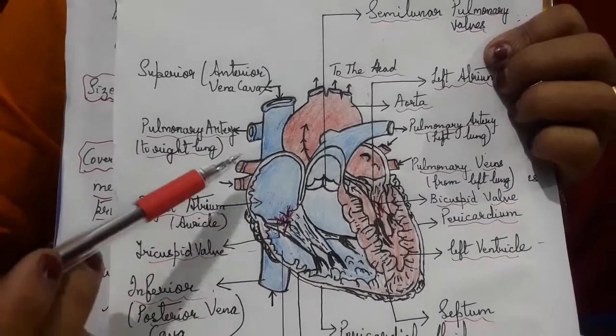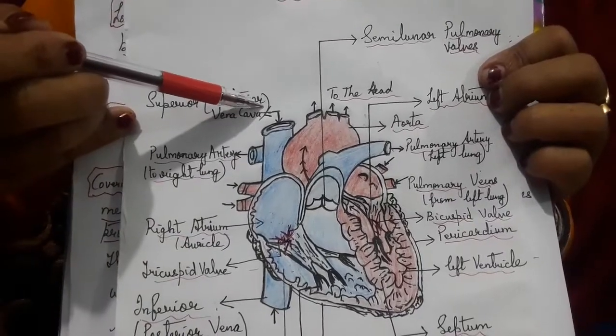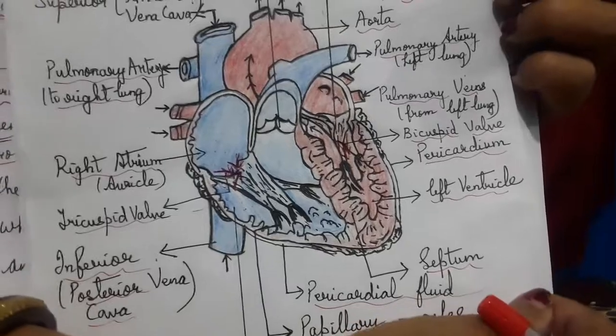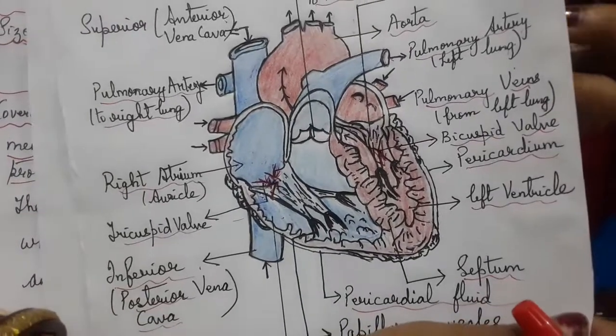We have the posterior vena cava and the inferior vena cava, all those great veins and the arteries that we shall discuss in the next class.